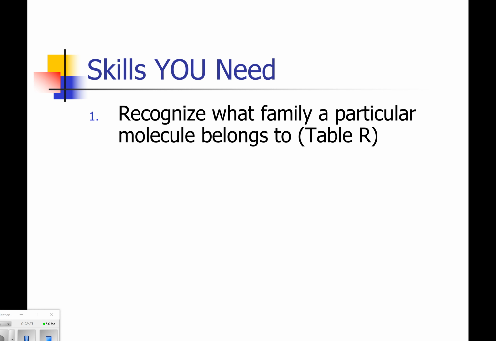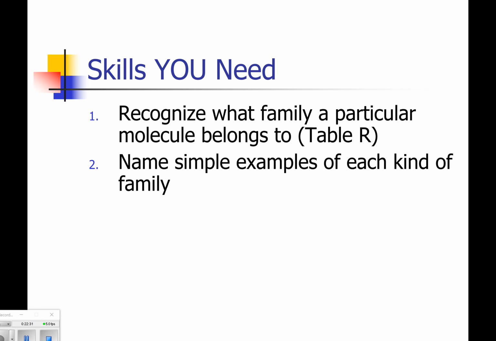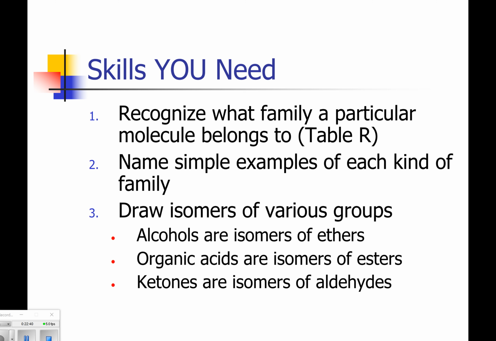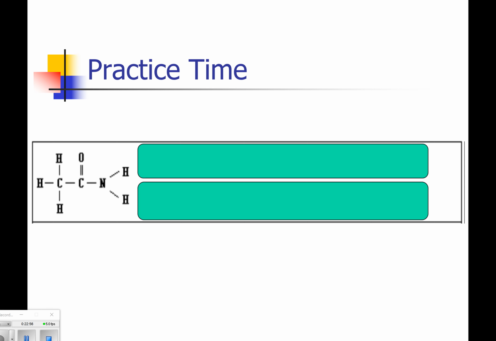So what do you need to be able to do? Recognize what family a particular molecule belongs to. We use Table R for that. Name simple examples of each kind of family. Use the name in the example on Table R to help you name others. And be able to draw isomers of various groups. For this, make sure you can take a structural formula, write down the molecular formula, and if we can put it into a different arrangement, we can determine that it is an isomer. So we'll do a couple of quick practice problems here.